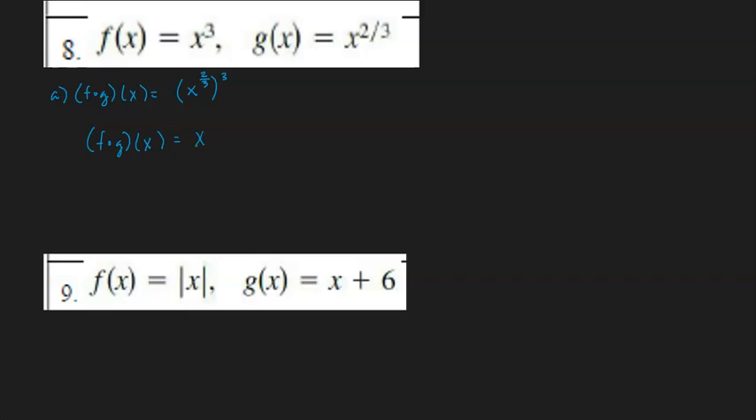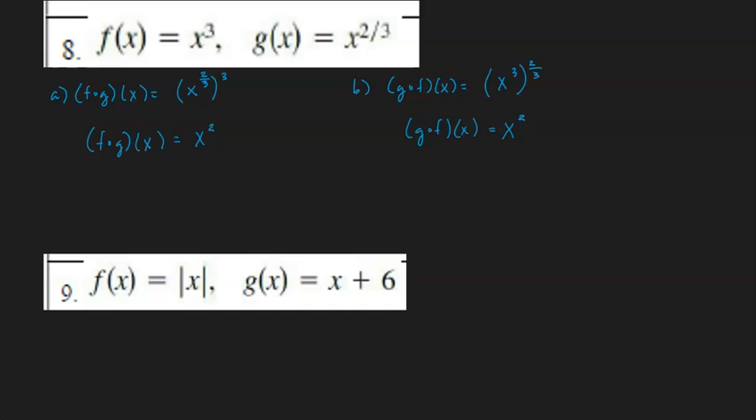That's going to be x to the 2nd. And then b is going to be g of f of x. Open up that. x cubed, x to the 2/3, which is also going to be g of f of x equals x to the 2nd.